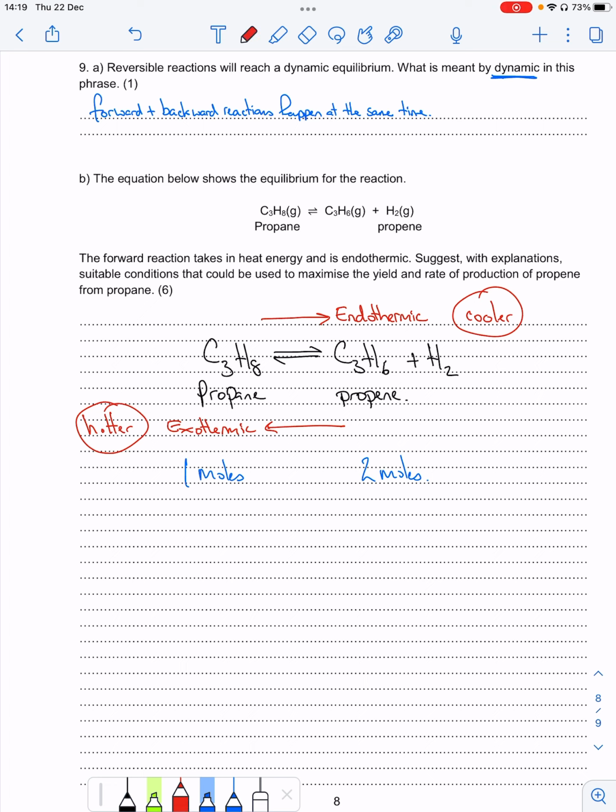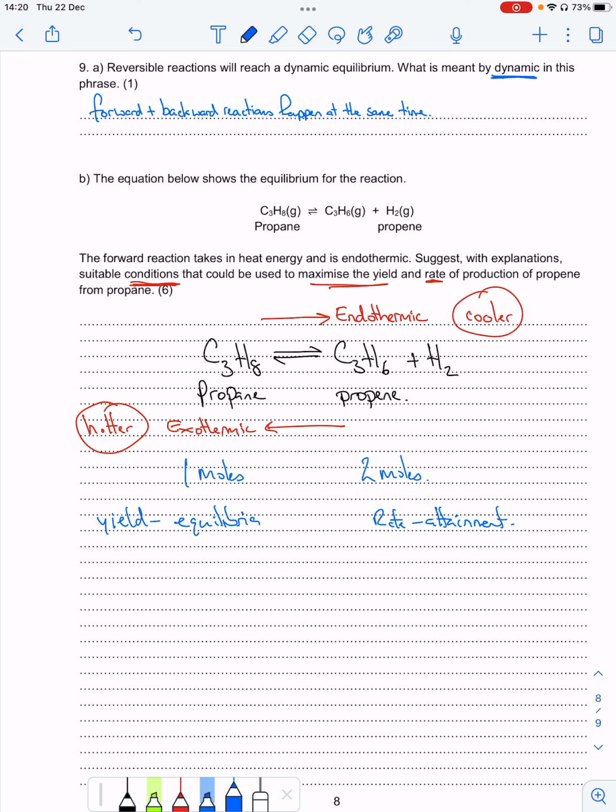So the question wants me to give the conditions that could be used to maximize the yield and rate of propene from the propane. So there's 2 parts to this. If we're talking about the yield of this reaction, then what I'm talking about here is equilibria, and I'm talking about Le Chatelier's principle, and I'm using the science of that to help me. If I'm talking about the rate, then I'm looking at rates of reaction knowledge.